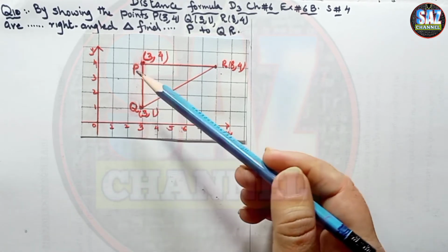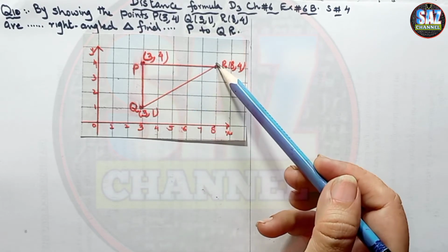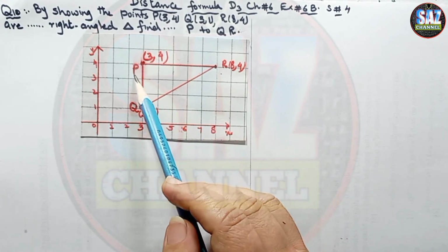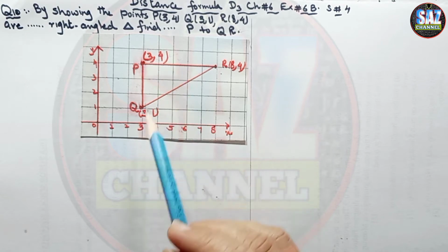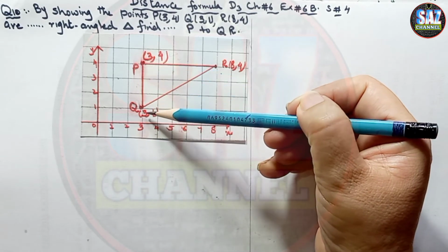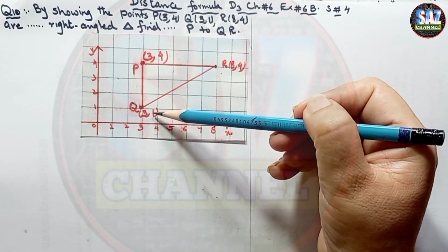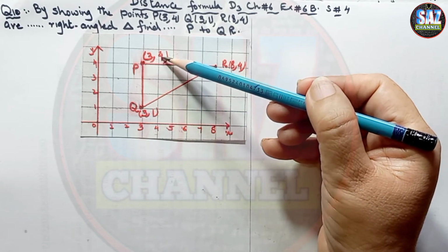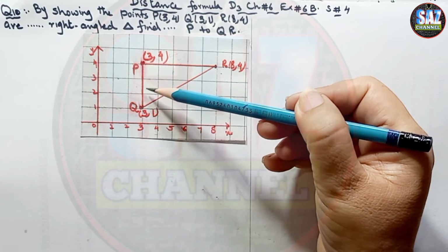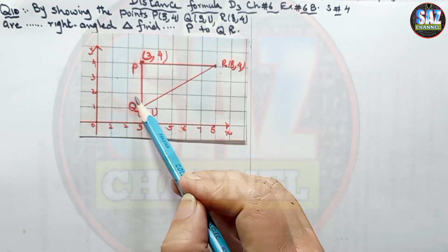First of all, we have to find all the distances PQ, PR and QR. Now if we look at P and Q, P is at the point (3,4) and Q has vertices (3,1). The x coordinate of both points is the same, but the y coordinate of point Q is 1 and the y coordinate of point P is 4. So we can see that there is a gap of 3 units. I hope you are clear. The distance between P and Q graphically is 3 units.